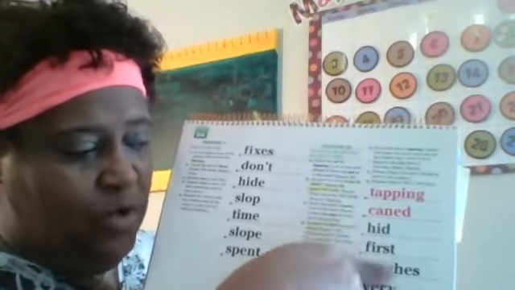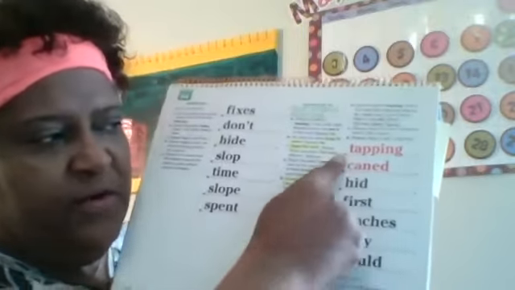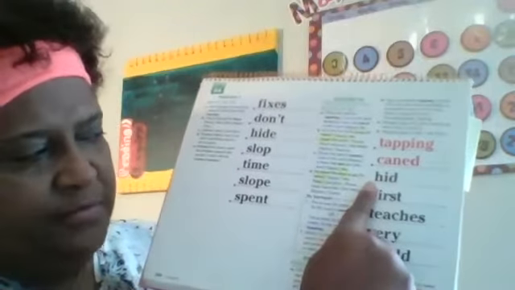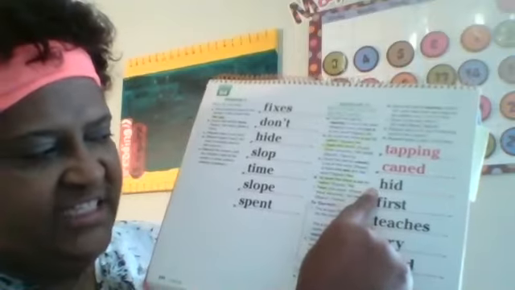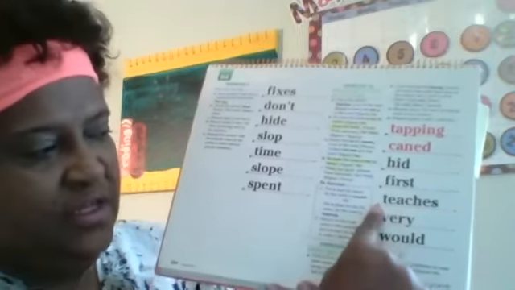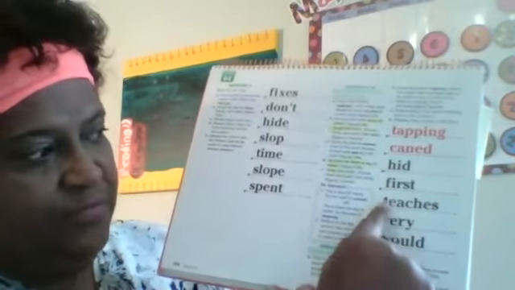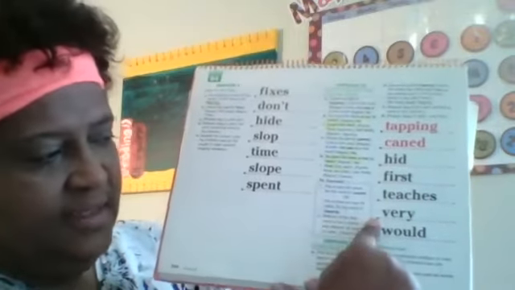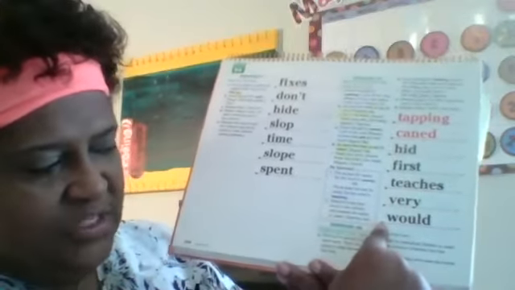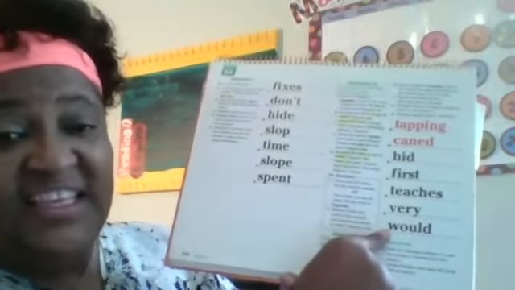Now we're going to start back at the top and we're going to read all these words the fast way. First word, read it the fast way. Get ready. Yes, tapping. Next word, get ready. Yes, canned. Next word, get ready. Yes, hid. Next word, get ready. Yes, first. Next word. Get ready. Yes, teaches. Next word. Get ready. Yes, very. Next word. Get ready. Yes, would. Good job in reading all those words the fast way.